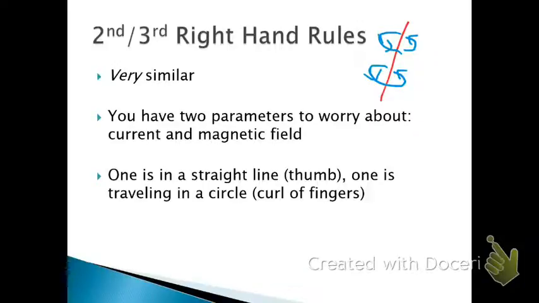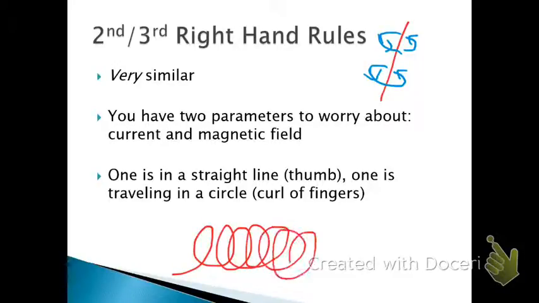Versus a solenoid, I've got a loop of wire with the current going in a circle, and it produces a magnetic field in the middle that's a straight line. So, the third right-hand rule is very, very similar. Whatever's going in a circle, be it current or magnetic field, gets the curl of your fingers. Whatever's going in a straight line, be it current or magnetic field, gets your thumb.